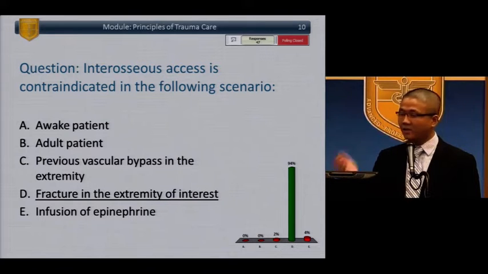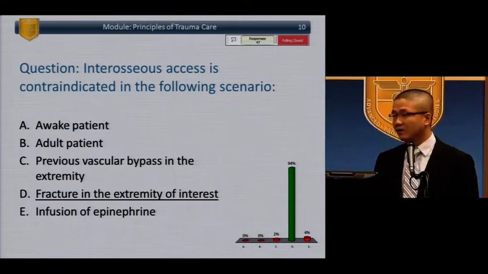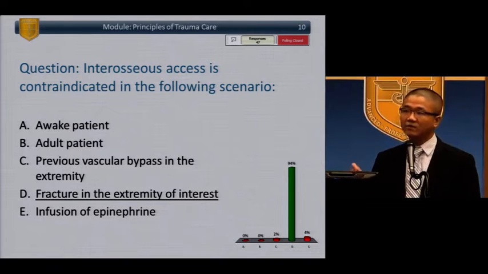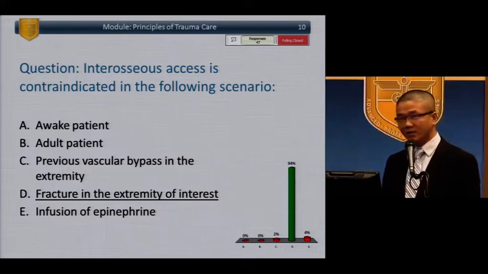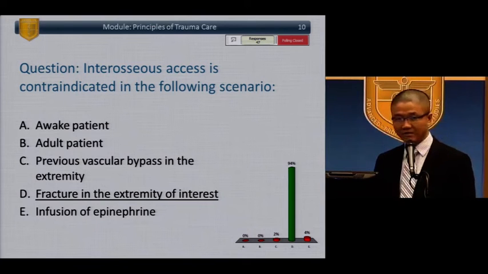All right, it's okay in awake patients. It's okay in adult patients. Even previous vascular bypass is not a contraindication. And pretty much any drug you can think of that you wanted to give IV can be given intraosseous. Okay, the only problem is it's very difficult. Just like when we infuse medications down the ET tube, we don't know the availability or the concentration that's going to be delivered. That's a very questionable amount.